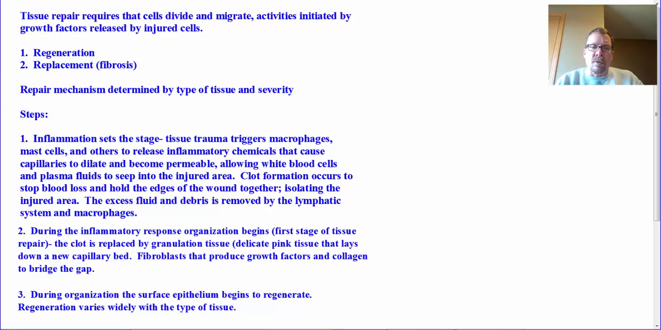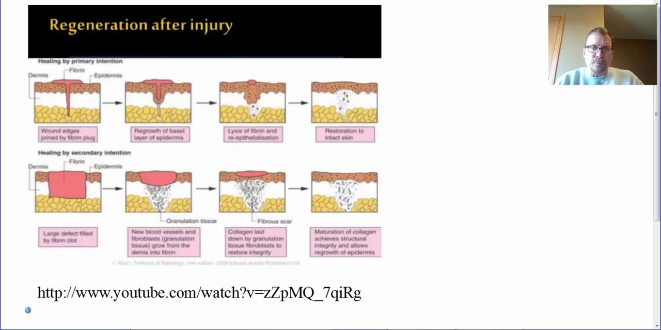During that organization, surface epithelium begins to regenerate. And again, time-wise varies widely. But the whole idea is underneath that scab is that you are producing new cells that are bridging the gap, repairing the gap, laying down new capillary beds, new epithelium, so that when that scab does slough off after weeks, you essentially have new tissue underneath.